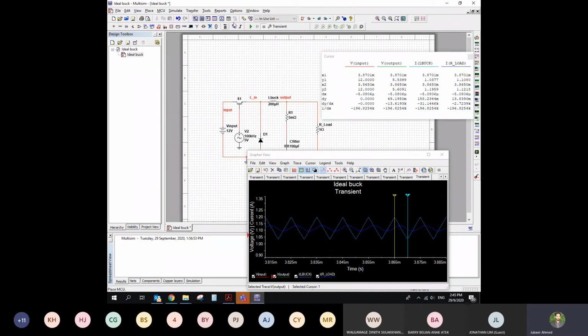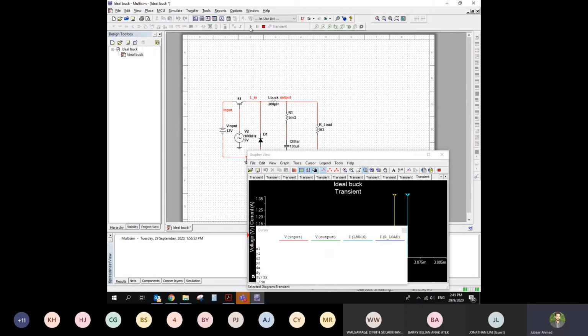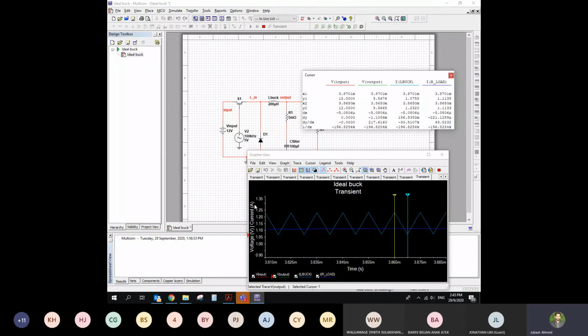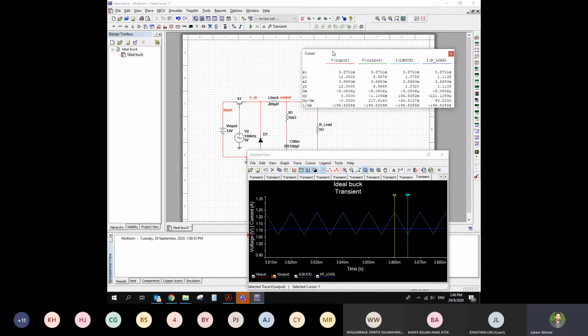So let's reestablish it to 100 micro. So 100 micro, you can see, is stabilizing our output current. So that's good, but the ripple may be a bit higher. That's also fine.